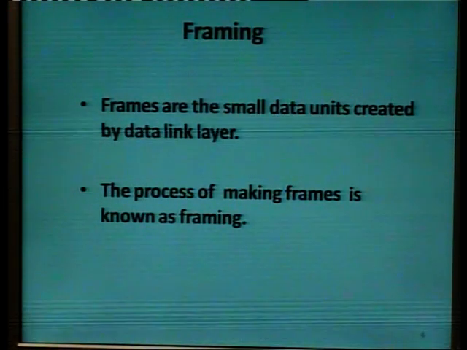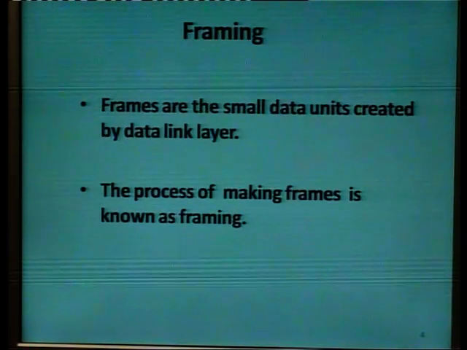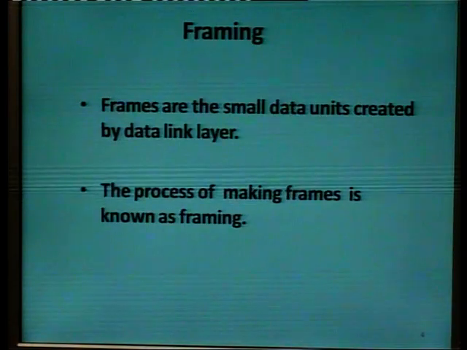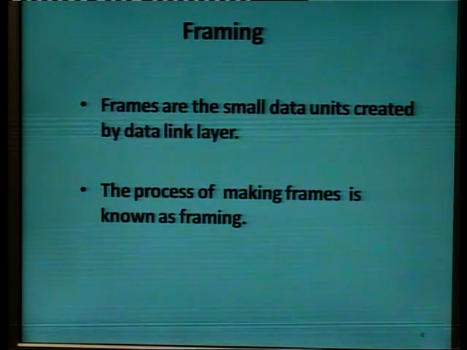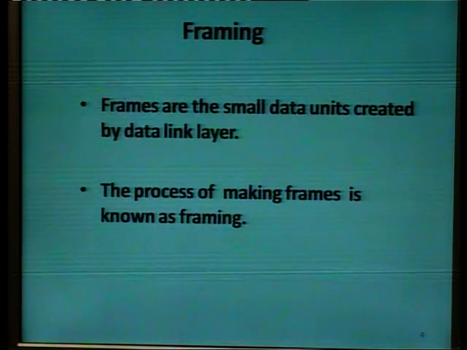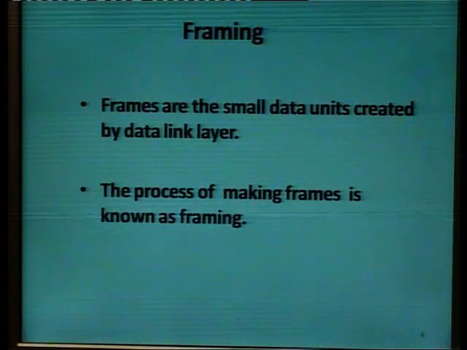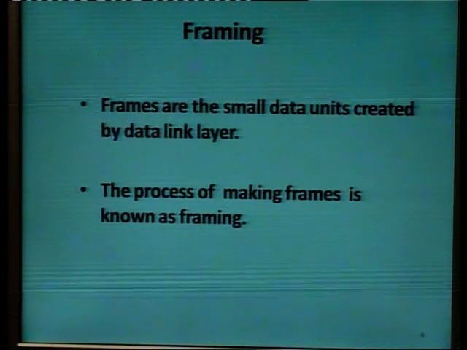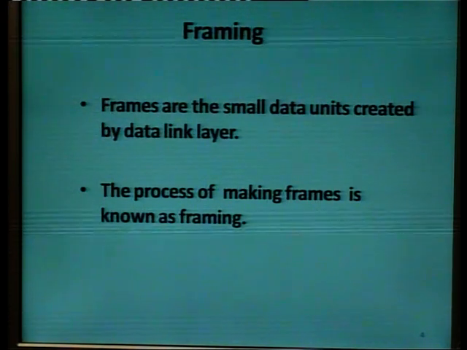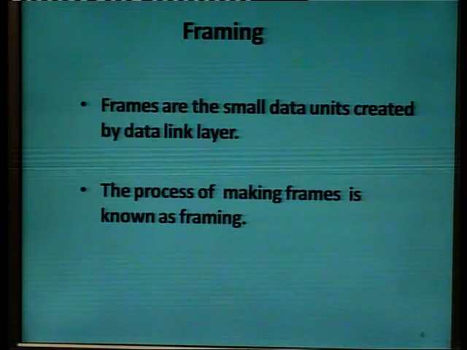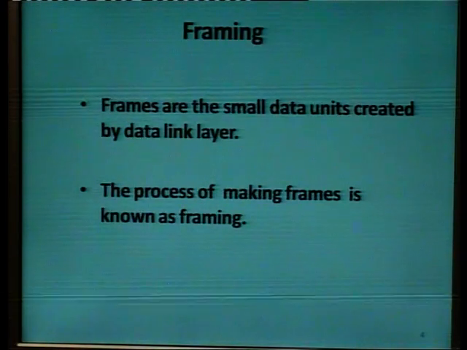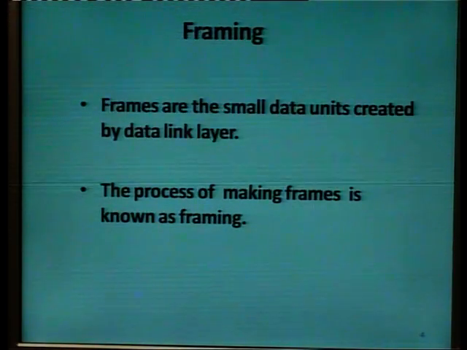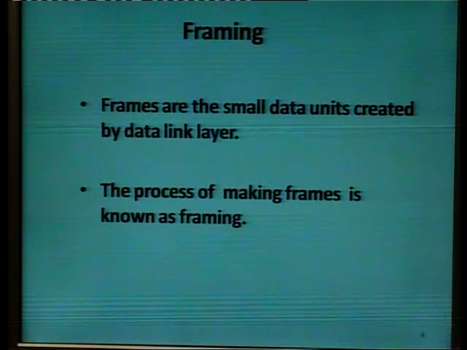Frames are the small data units created by data link layer. The process of making frames is known as framing. The physical layer gives raw data to the data link layer. Then data link layer makes frames from that data. Similarly, at sender, network layer gives packets to the data link layer, and data link layer further makes frames and applies error detection and correction and other flow control to those frames.